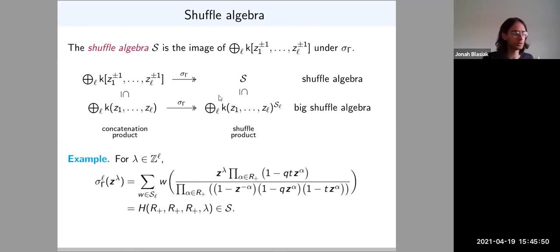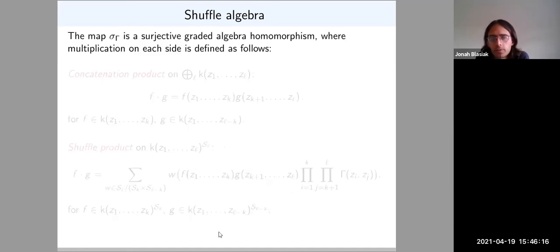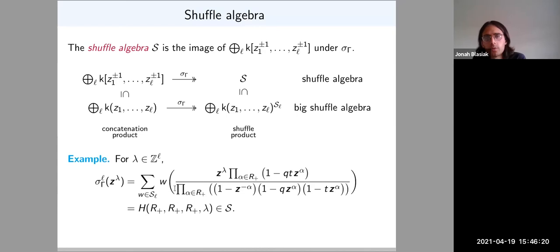To connect this back to Catalanimals, notice that if you gamma symmetrize a monomial z to the lambda, you get the following. If you notice the form of this extra factor gamma, it has all the pieces of a Catalanimal in it. And this 1 minus zj over zi actually contributes to the Weyl symmetrization operator. So this is the same as the definition we gave before: the 1 minus z to the minus alpha and the symmetrization together are the Weyl symmetrization operator. This turns out to be the Catalanimal corresponding to when all of the root sets are the full R plus. And this does live in the shuffle algebra basically by definition, because it's the gamma symmetrization of a monomial.